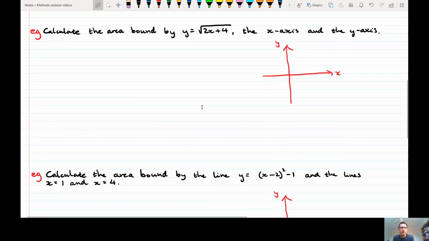Next one, find the area bound by the curve, the x-axis and the y-axis. So let's have a look what this graph looks like first. It's a square root graph, so it must look like this because there's a positive in front of the root and a positive in front of the x. The end point happens when this thing here equals 0, and that's going to be -2.